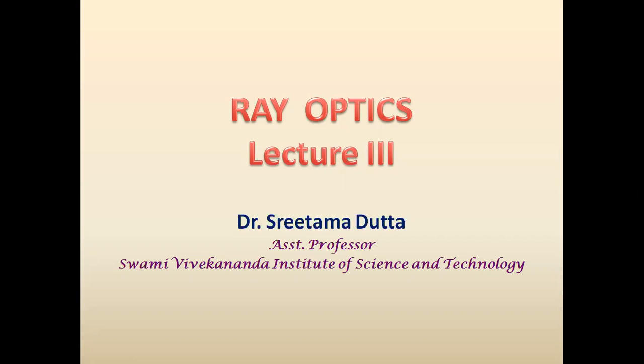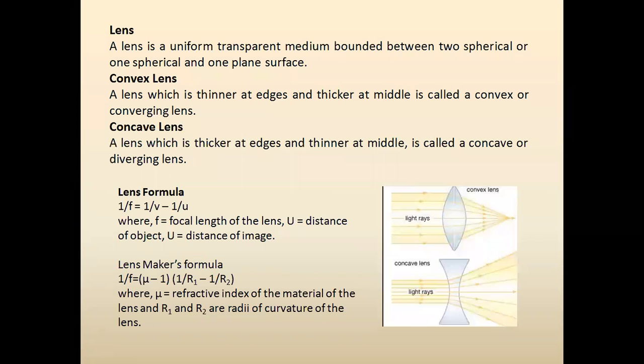Today's topic is ray optics. In my last video lecture, I discussed the mirror and types of mirror. Now we discuss what is lens. Lens is a uniform transparent medium bounded between two spherical or one spherical and one plane surface.